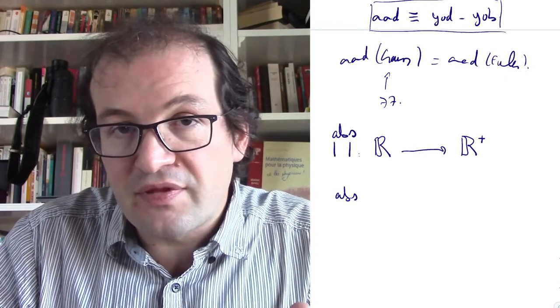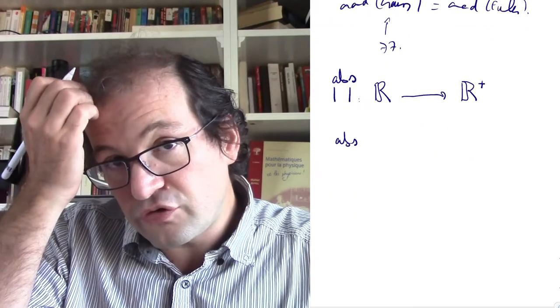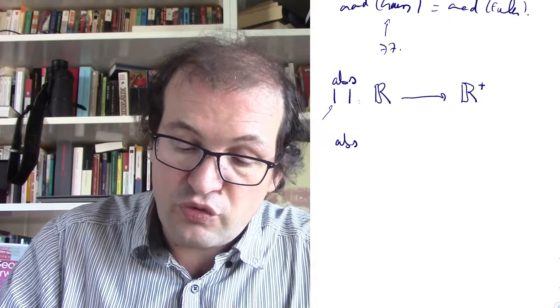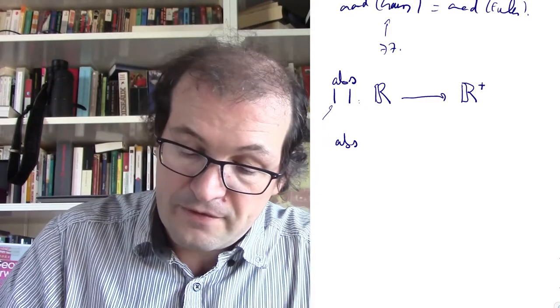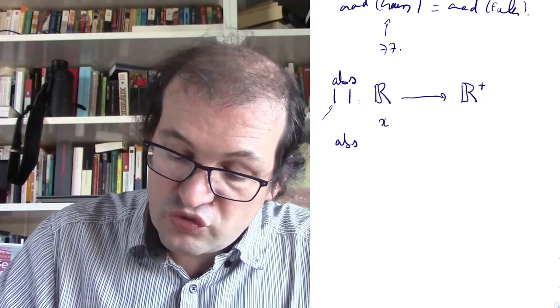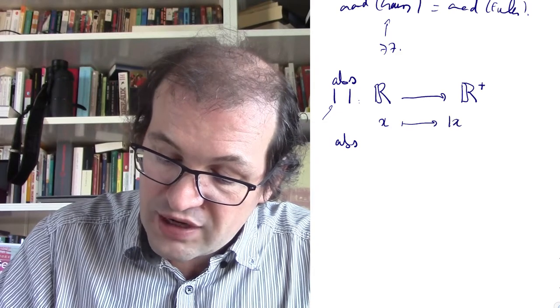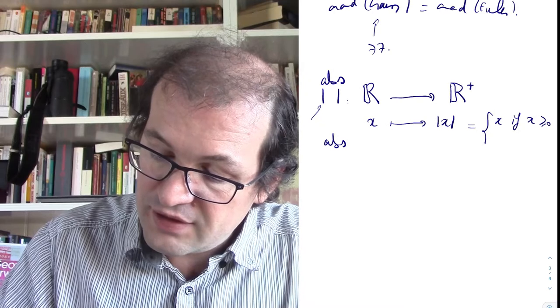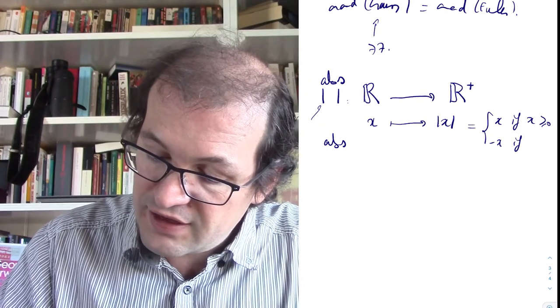Usually we don't give a name. Sometimes we do. We'll see that our most important function of today will come with a name of this type, with three letters. But either we give symbols for the very important functions, like the absolute value, which to x associates the so-called absolute value of x, which is x if x is positive, and it's minus x if x is negative.